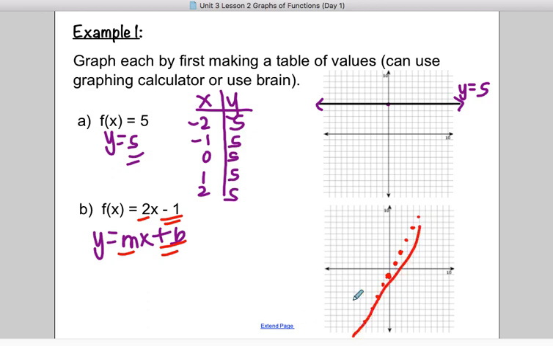Ooh, that was not what I was expecting. I was expecting a line. In class or in a test, I always have rulers if you want to borrow a ruler. Okay, so there is part B. So these are both linear. The reason they're linear, they're nice straight lines.